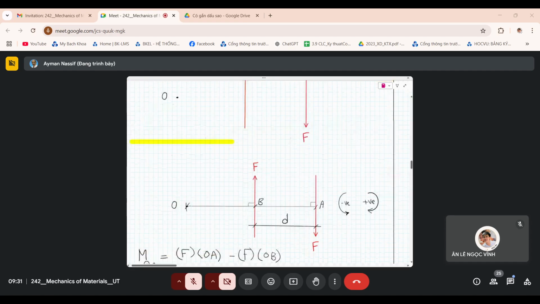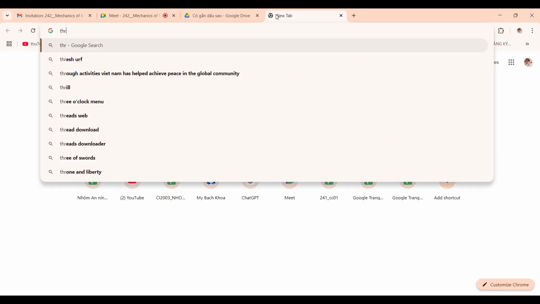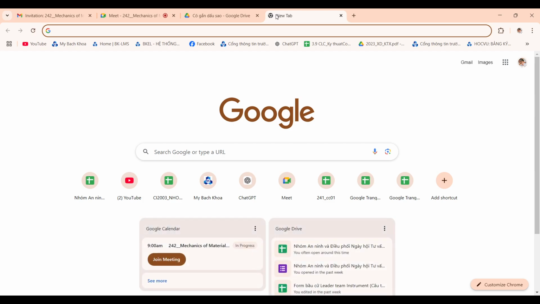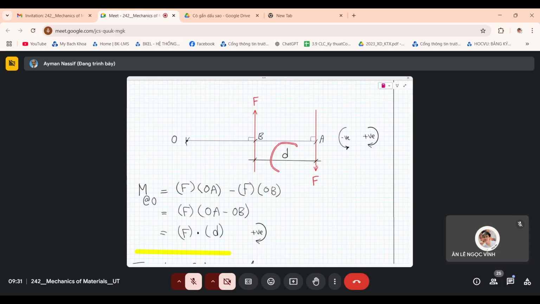So let's have a look here. These two forces, F and F, are equal and opposite in direction and parallel to each other, with a distance d between them. The perpendicular distance between the two forces is d.